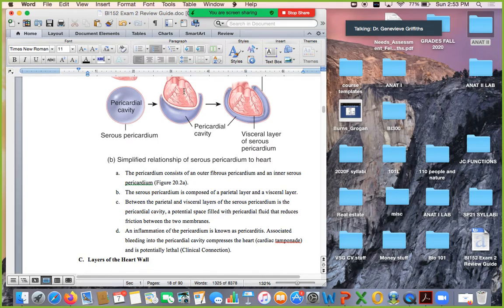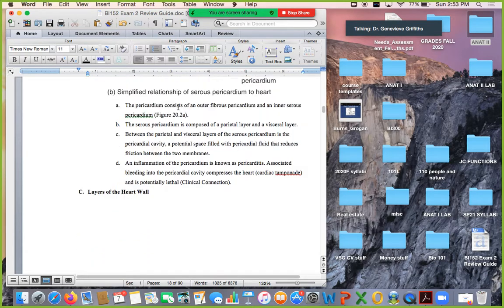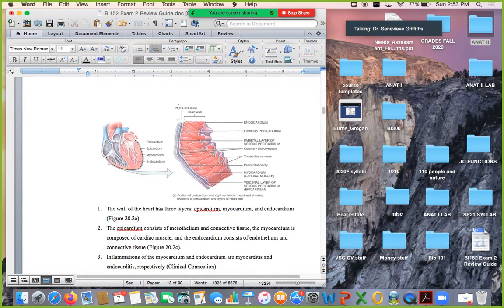And if we have pressure on there, that's going to cause cardiac tamponade, or a compression of the heart. And this can be lethal depending on the amount of blood that's inside there, because if we have too much pressure here, you can imagine the heart's not able to beat, which means it's not going to be able to fill up fully.